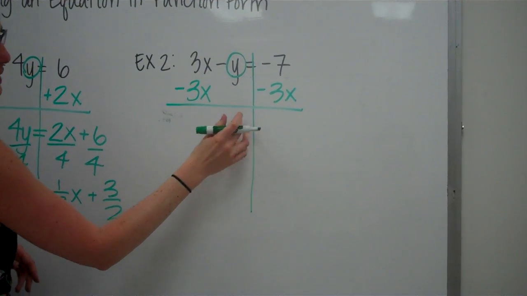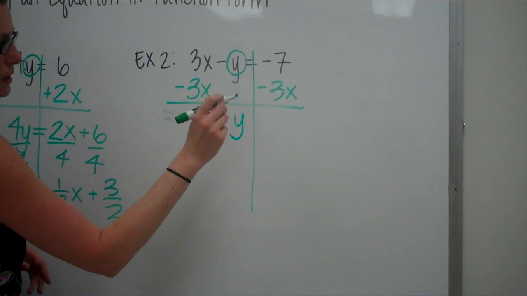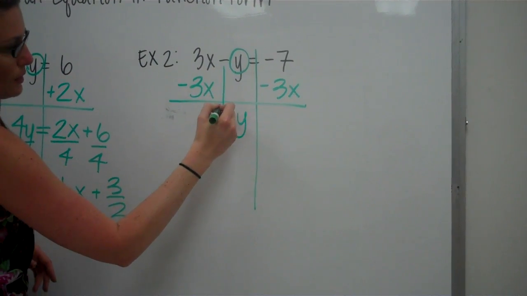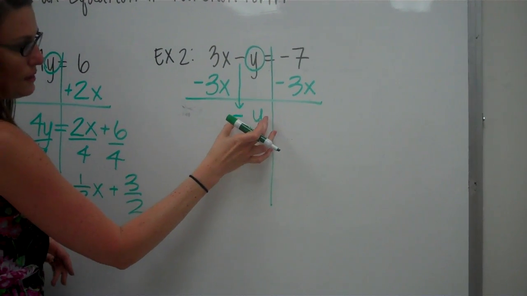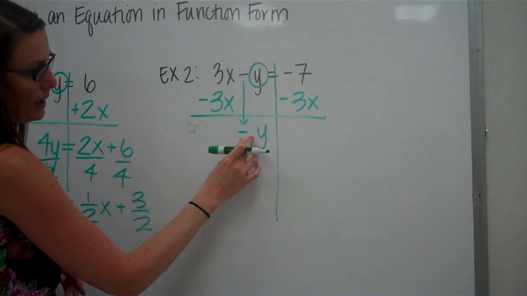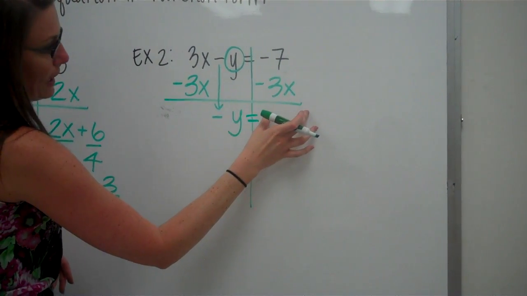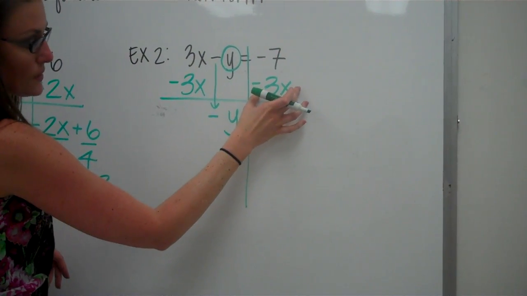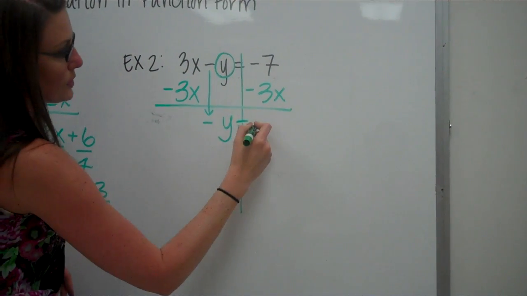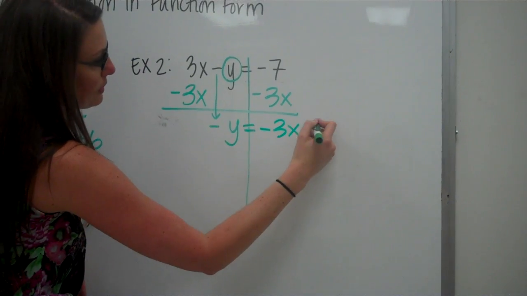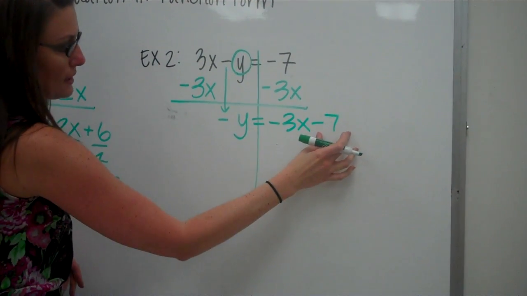And when we drop down this y, we want to be very careful that we bring down the negative because there is that invisible coefficient of -1 that's sitting in front of this y. Again, on the right side, we don't want to combine these because they're not like terms. So we're just going to write it horizontally as -3x minus 7.